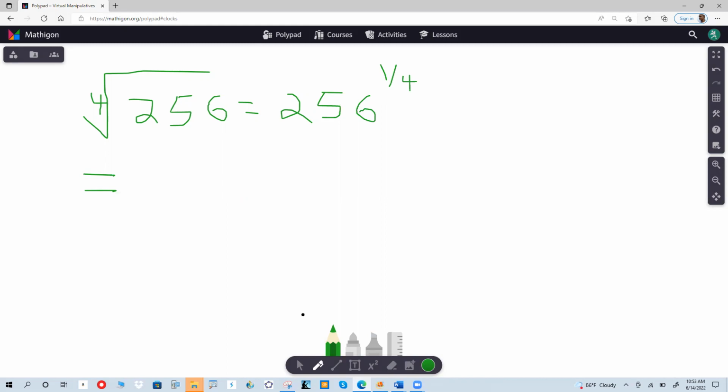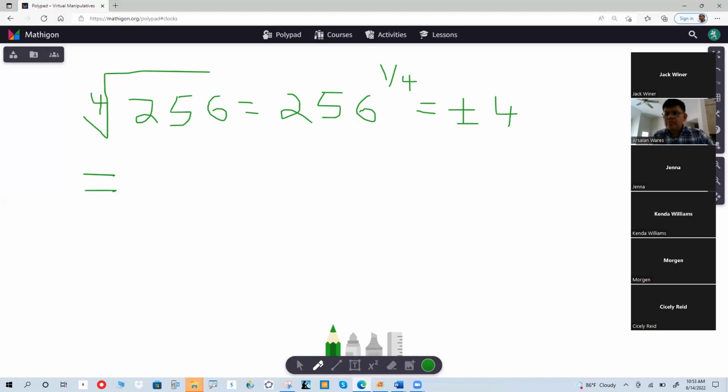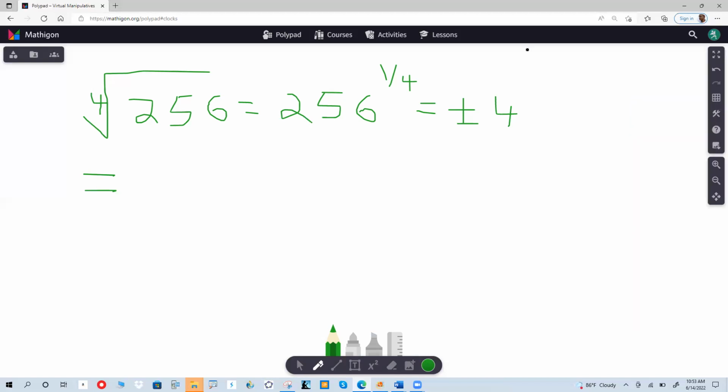Anybody want to tell us? It's positive or negative 4. Good, very good, and thank you. Positive or negative 4. Can you explain why? How do you know that's the right answer? Because it's an even exponent, therefore it could be positive. Are you asking how I got 4? Right. 4 times 4 is 16. 16 times 16 is 256. Very good. Thank you, Jack.